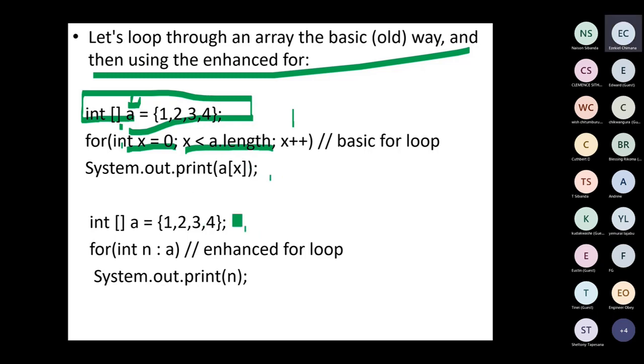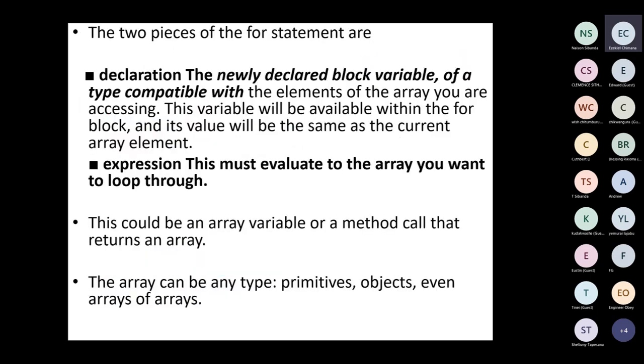Then we print the values of the array here. But using the enhanced for loop, you don't need all these things. What you just want is the array itself, and then you just declare a variable of the same type as the contents of that array, and then you put this colon, and then you put your variable here, and then you print this variable. You'll be able to access those values through this variable. That's all about the enhanced for loop.